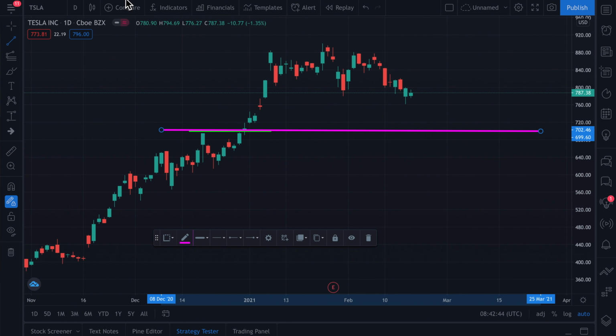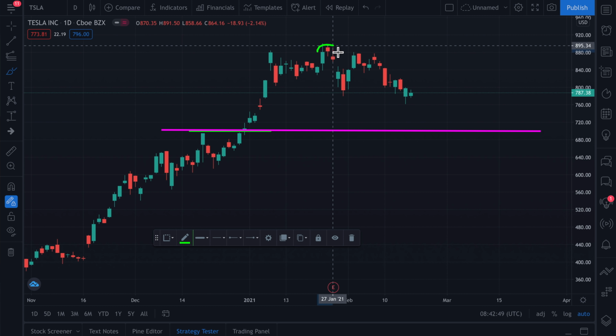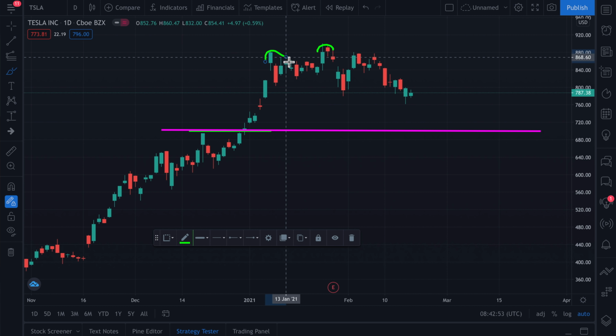So going back to Tesla stock, this is a small tiny little head, a shoulder that looks pretty weird, and another shoulder here. The head and shoulders pattern looks a bit off.